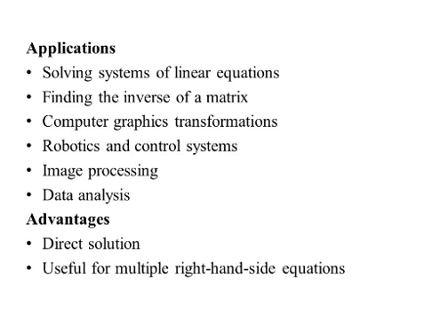Applications of Gauss-Jordan method. Gauss-Jordan is applied in solving systems of linear equations. It is useful to find the inverse of a matrix. It is used in computer graphics transformations. It is used in robotics and control systems. It is used in image processing and data analysis. Advantages of Gauss-Jordan method. It has a direct solution. It is useful for multiple right-hand side equations.